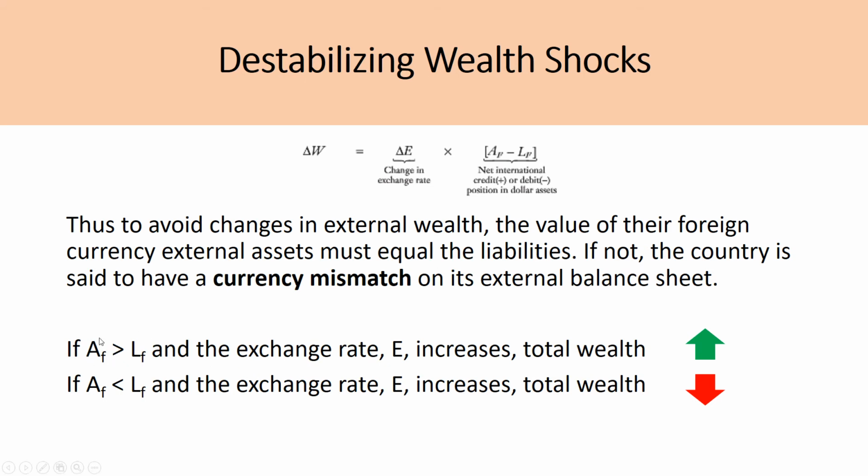So if the foreign assets exceed foreign liabilities and the exchange rate E increases, total wealth increases. So if your domestic currency weakens and E increases, then the value of those external assets increases because you have more assets than liabilities. If you have less assets than liabilities and your currency weakens, then your total wealth actually decreases, right? Because you lose on the amount that you owe versus what you own.